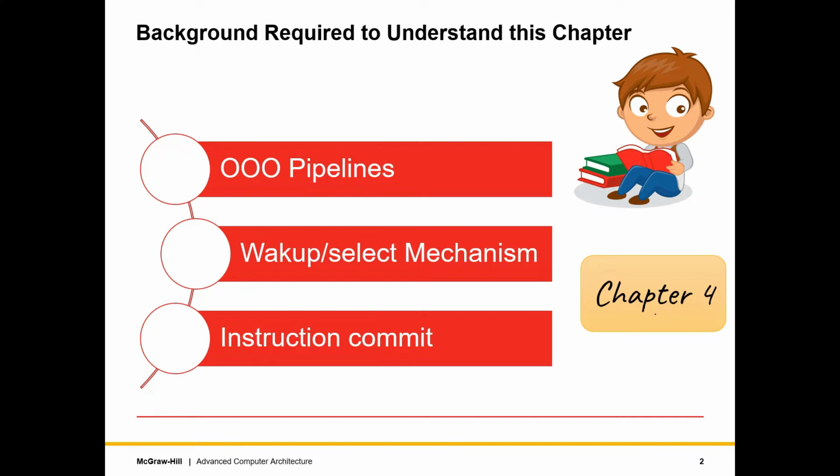In this chapter we do require some background, and the background is chapter 4 on the issue, execute and commit stages. So we will start with out of order pipelines. This is required for the background. Then we need to know the wake up select mechanism in great detail, and finally precise exceptions and instruction commit. So the requirements for this chapter are these three things, which you will get in chapter 4.